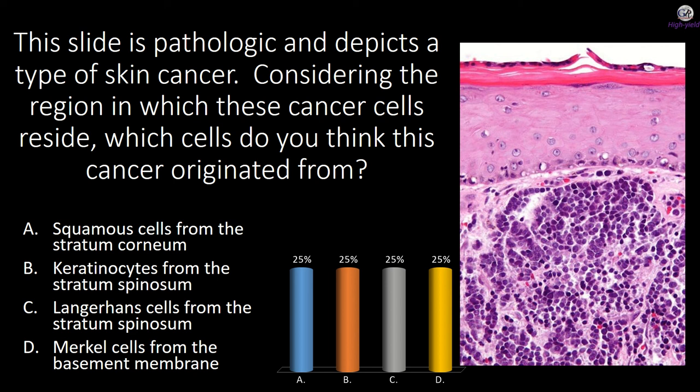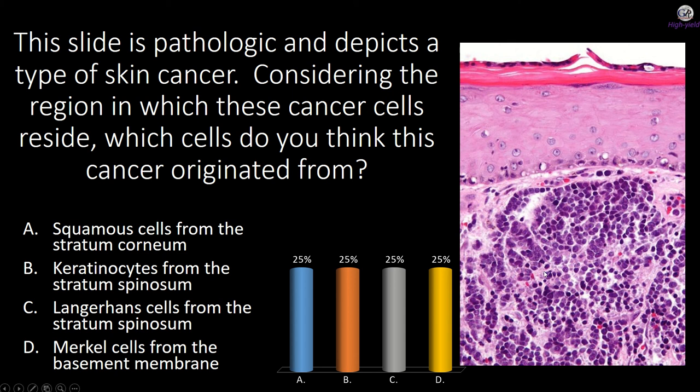I've got squamous cells from the stratum corneum. These cells look like little round cells, and they're definitely not up here in the corneum, so I'm going to cross that one out. Keratinocytes from the stratum spinosum. Well, these are really purple in color. In stratum spinosum here, these are lighter pink, big fluffy cells. They don't look like keratinocytes. They don't look like they're filling with keratin.